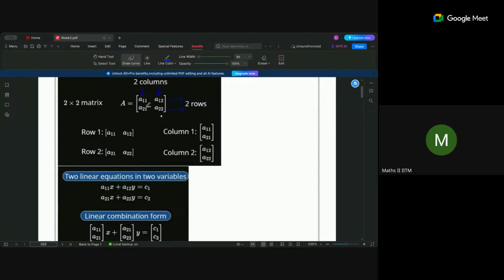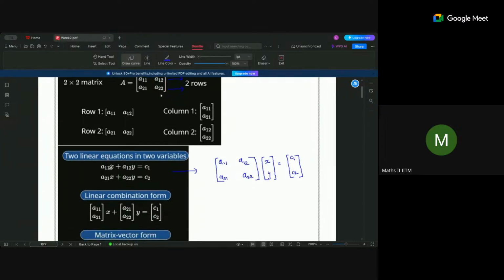So how do we get the matrix from a system of linear equations? Do you remember? When you have two linear equations, for example like this, a11x plus a12y equal to c1, a21x plus a22y equal to c2, how are we going to write this in terms of matrices? You have a11, a12, a21, a22. This is your matrix, right? And then this is your unknown vector, and this is the constant you are having, right?